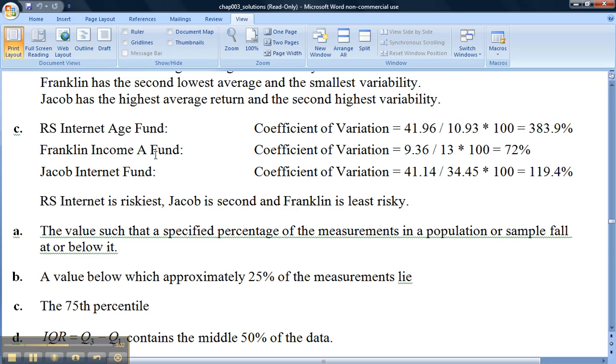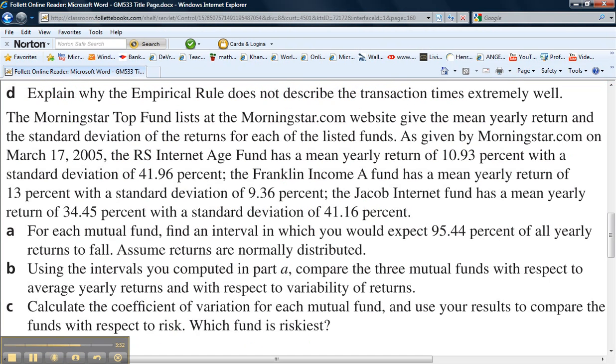And notice here, the one with the highest coefficient of variation varies the most, which means it's going to be the riskiest investment in comparison to the other investments. So here, this is the highest value. This is your RS Internet. The other one is this one here, 119, which is your Jacob, and then the other one is the Franklin Fund. That's it. Let's go back and make sure we answer all of the questions.